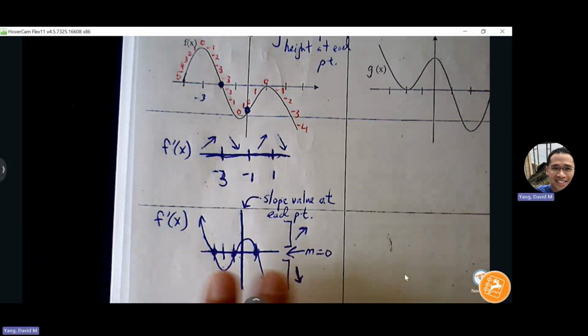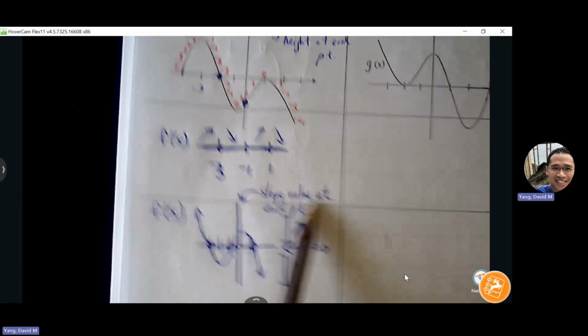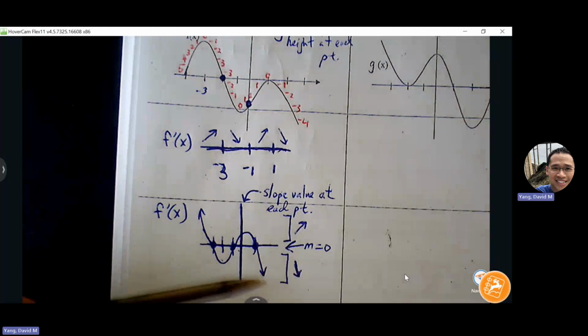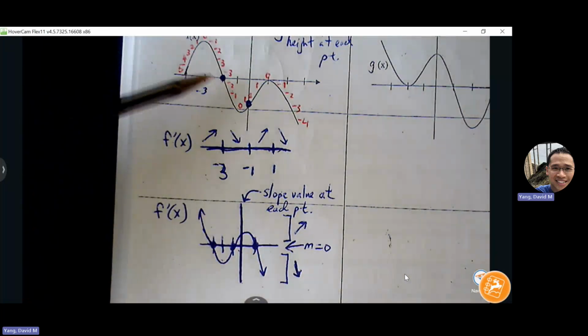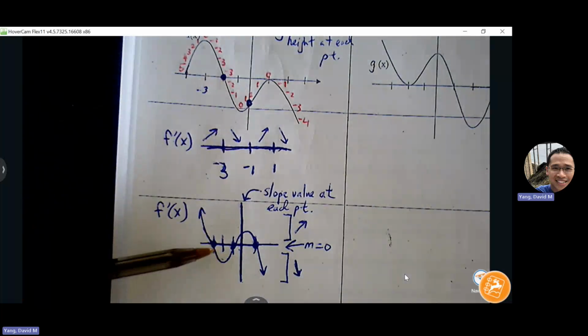The more common thing is where we have to start with the derivative graph and work backwards, but we'll get to that. But I think this is more straightforward, looking at the function graph and then working our way to f prime. But okay, we'll come back and revisit this.